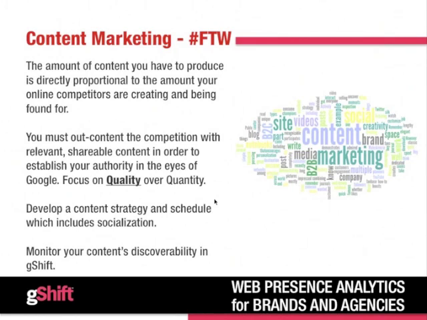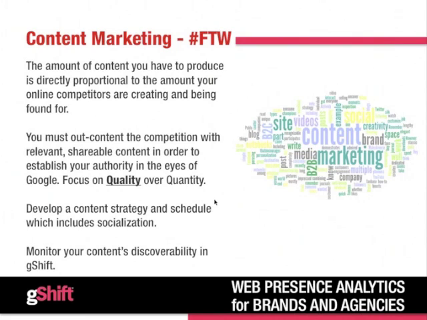Now, once we've established who our online competitors are, and we understand what keywords they want to be found for, we wanted to talk a little bit about content marketing as being the next stage in our hierarchy of web presence optimization, for those of you who are familiar. Ultimately, if we're looking to outrank and establish our visibility, our discoverability online, it really comes down to an optimized content marketing strategy. And the amount of content you ultimately have to produce is directly proportional to the amount of content your online competitors are creating or being found for.